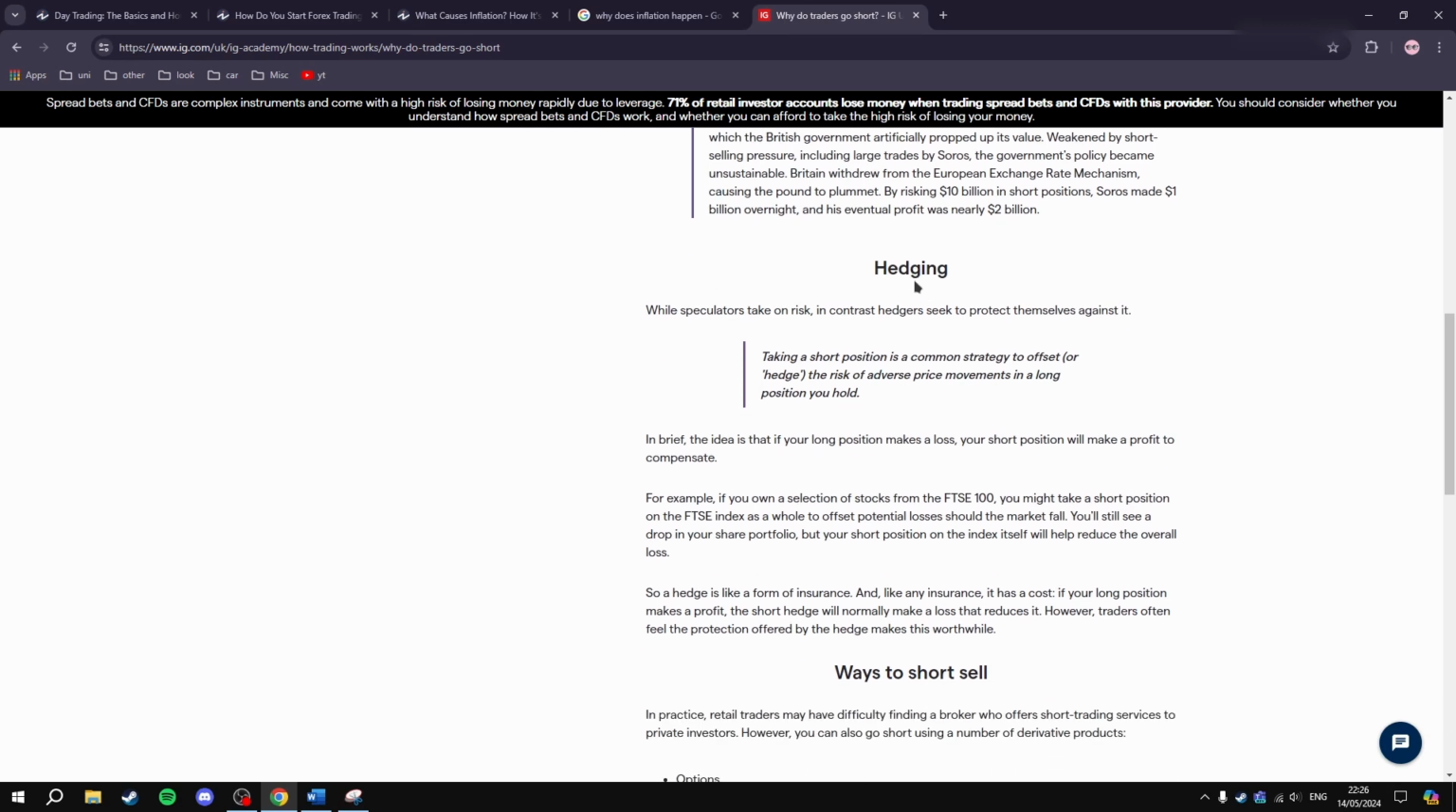Hedging. While speculators take on risk, in contrast, hedgers seek to protect themselves against it.